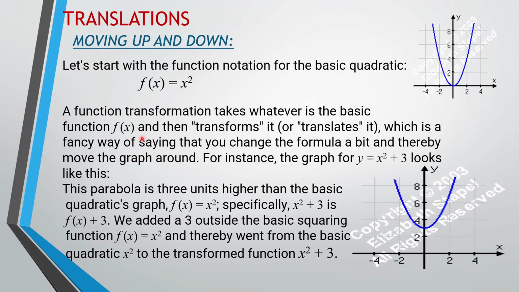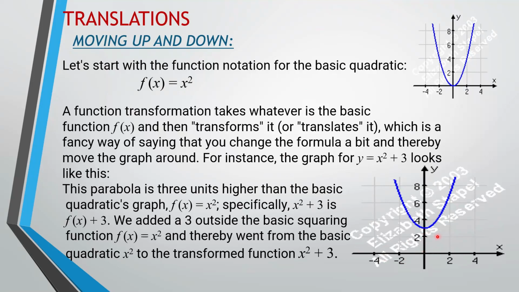This parabola is 3 units higher than the basic quadratic graph f(x) = x². Specifically, x² + 3 is the function f(x) + 3. We add 3 outside the basic squaring function f(x) = x², and thereby went from the basic quadratic x² to the transformed function x² + 3. What does this mean? If we add outside the function, that is x² + 3, it will transform to move upwards.